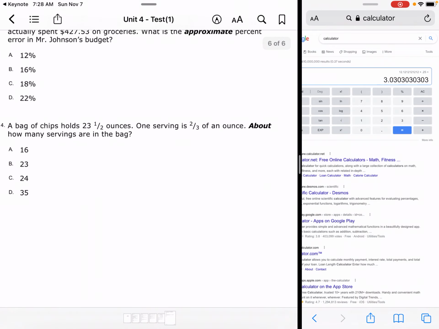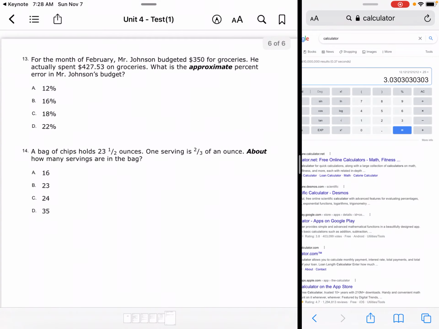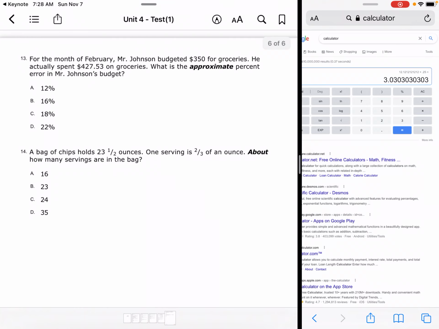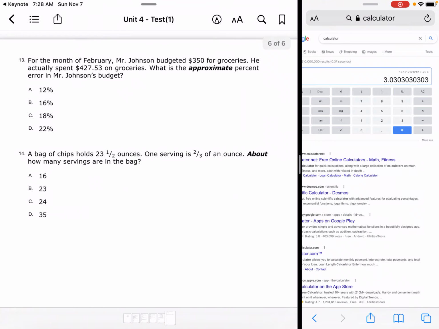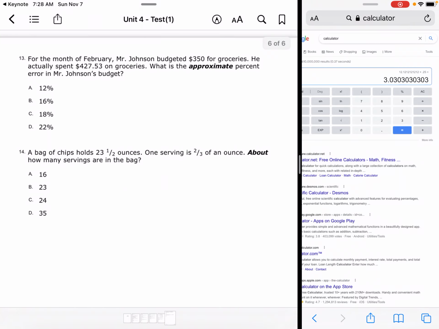All right, in the month of February, Mr. Johnson budgeted $350 for groceries. He actually spent $427.53. So the actual is always your 100%. What is the approximate percent error in his budget?